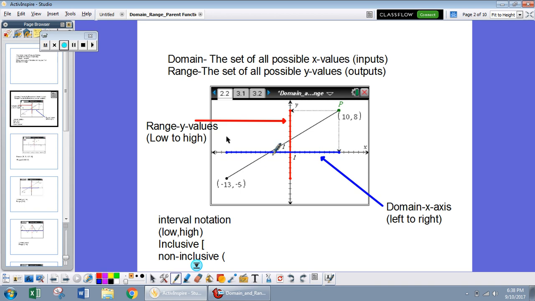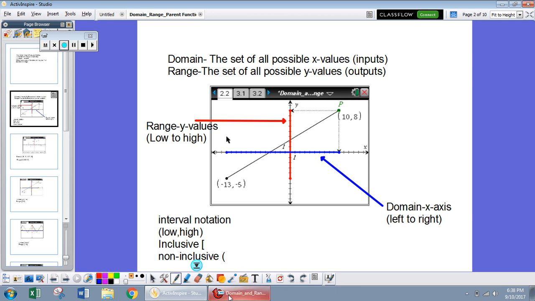Range is the y values, or all the output values that we could see. And we can see those in red. We see our lowest value is -5, and it continues all the way up to 8. Interval notation is always written from low to high, and it can either have brackets or parentheses. The bracket means that it's inclusive. The parenthesis means that it is non-inclusive.